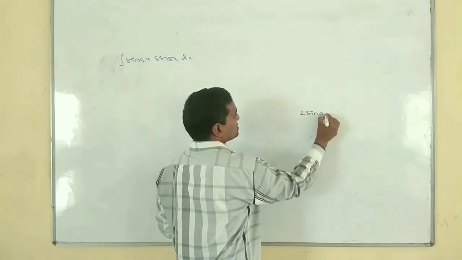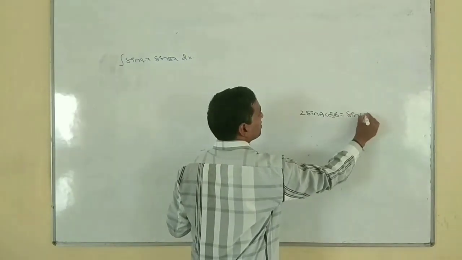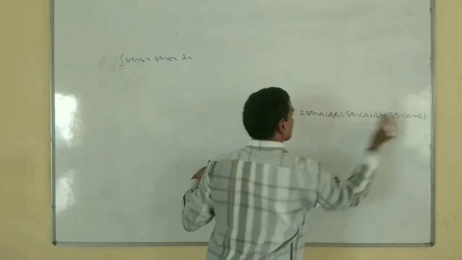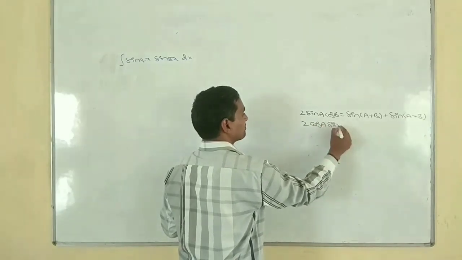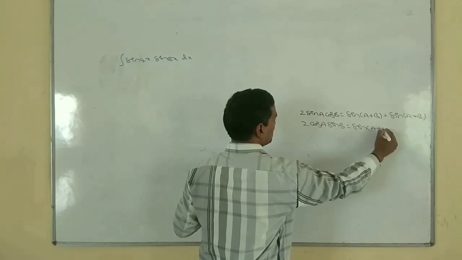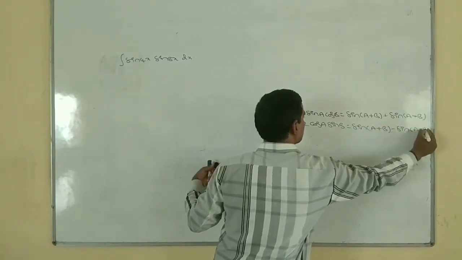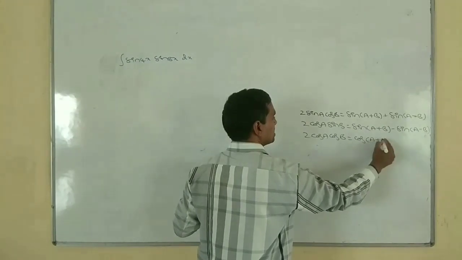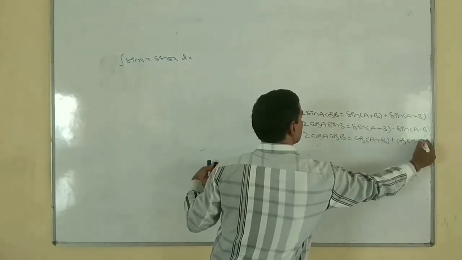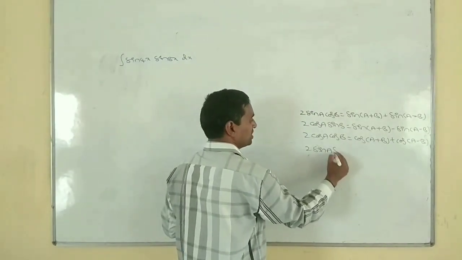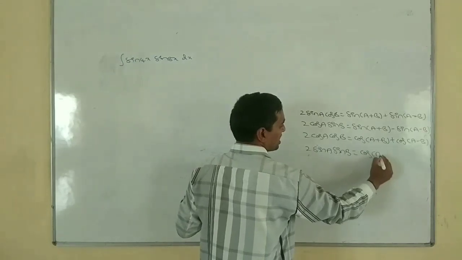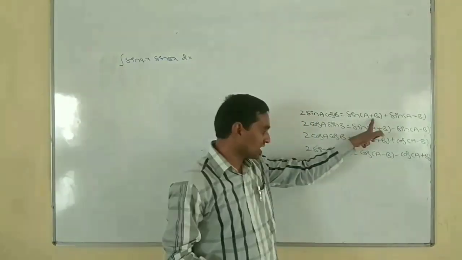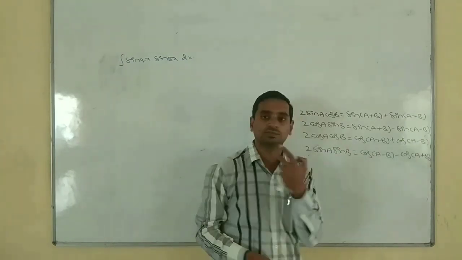2 sin A cos B is equal to sin of A plus B plus sin of A minus B. 2 cos A sin B is sin of A plus B minus sin of A minus B. 2 cos A cos B is cos of A plus B plus cos of A minus B. 2 sin A sin B is cos of A minus B minus cos of A plus B. This is a dangerous formula because the others all start with A plus B, but this one starts with A minus B.